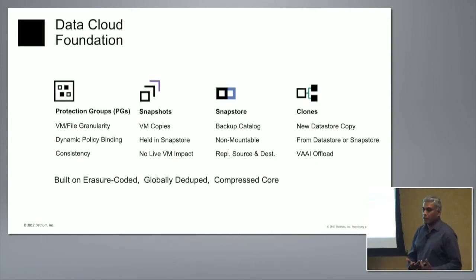So at the foundation of all these protection groups, we have efficient snapshots built in. And all of these snapshots live in something called a Snapstore. So there's a datastore for the live VMs and something called a Snapstore for your copy data management. Think of it like a backup catalog, the way backup software has a backup catalog, where all these snapshot objects live.